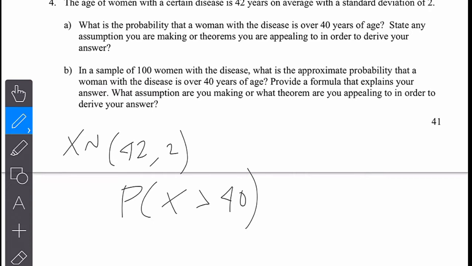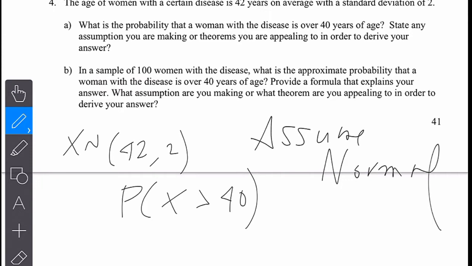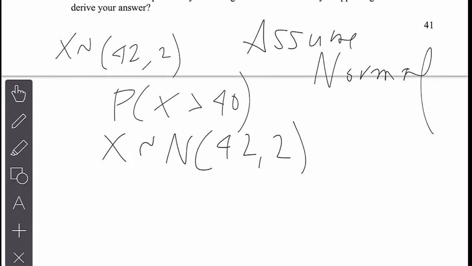You have nothing really to go on for information to prove much, but let's assume this distribution is normal. Let's assume it's normal, then we can solve it. So I'm going to say x is normal with a mean of 42 and a standard deviation of 2. Then I can solve this the regular way.